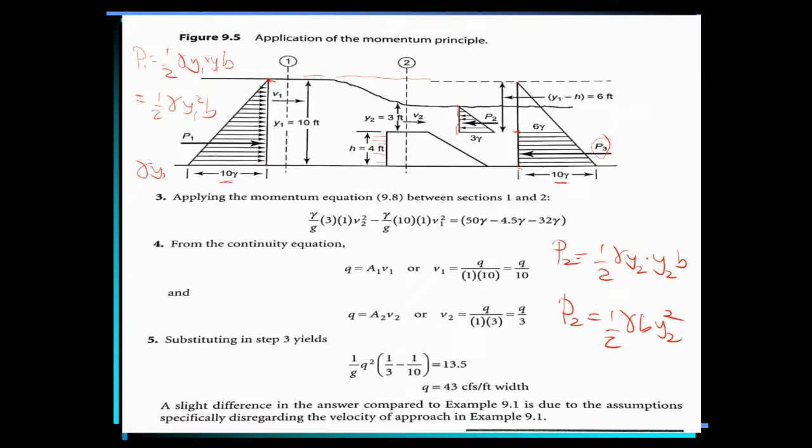But here we have 6 gamma. And how did we arrive at 6 gamma? I will take you through it. Here we have y1 minus h. This is y1.